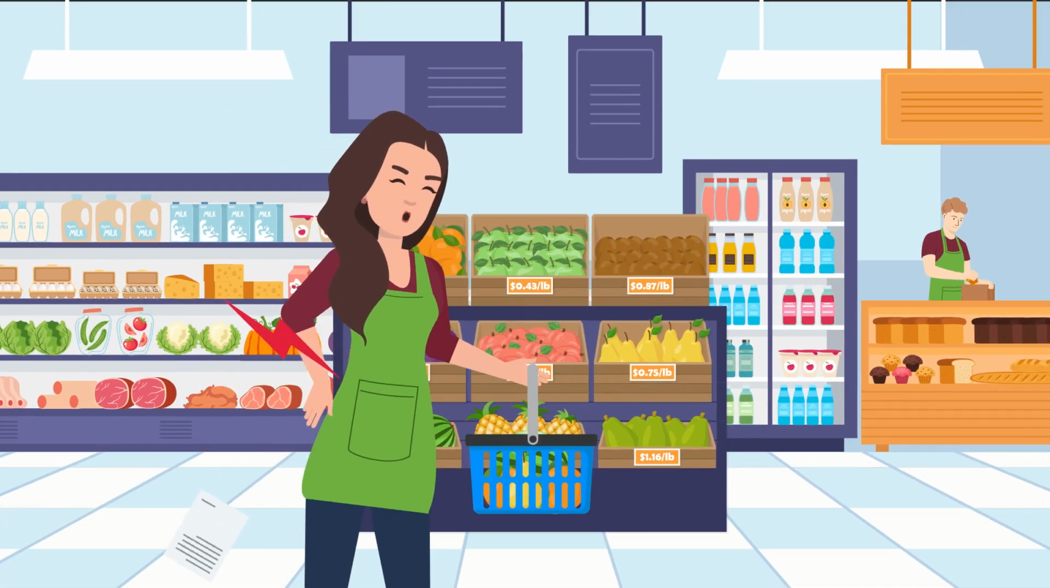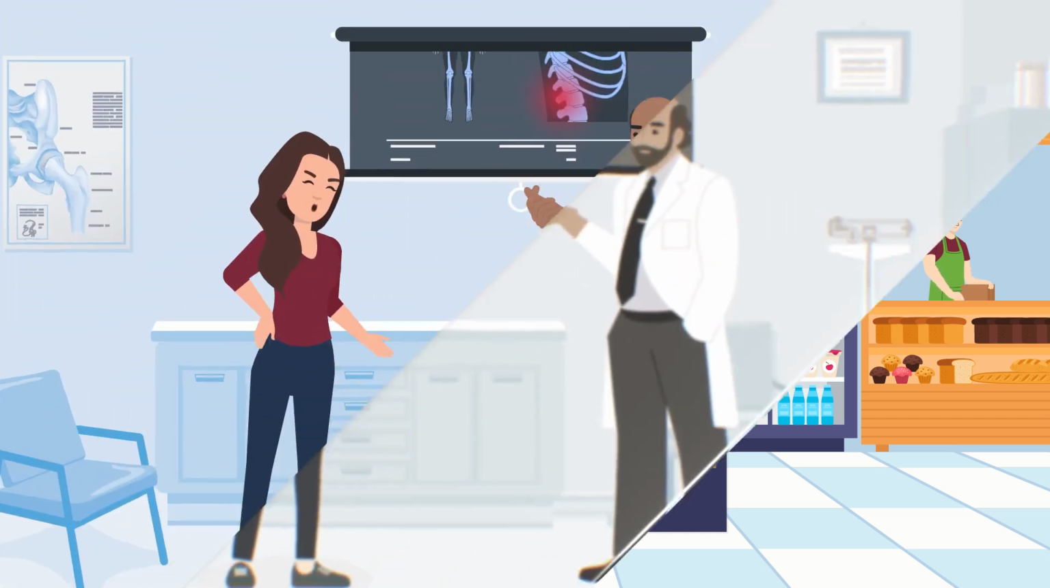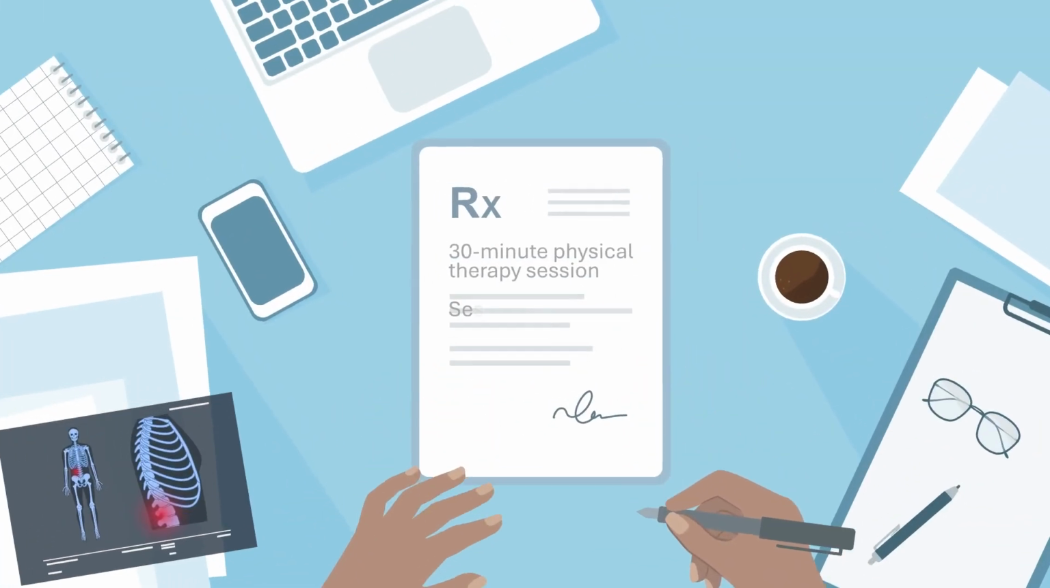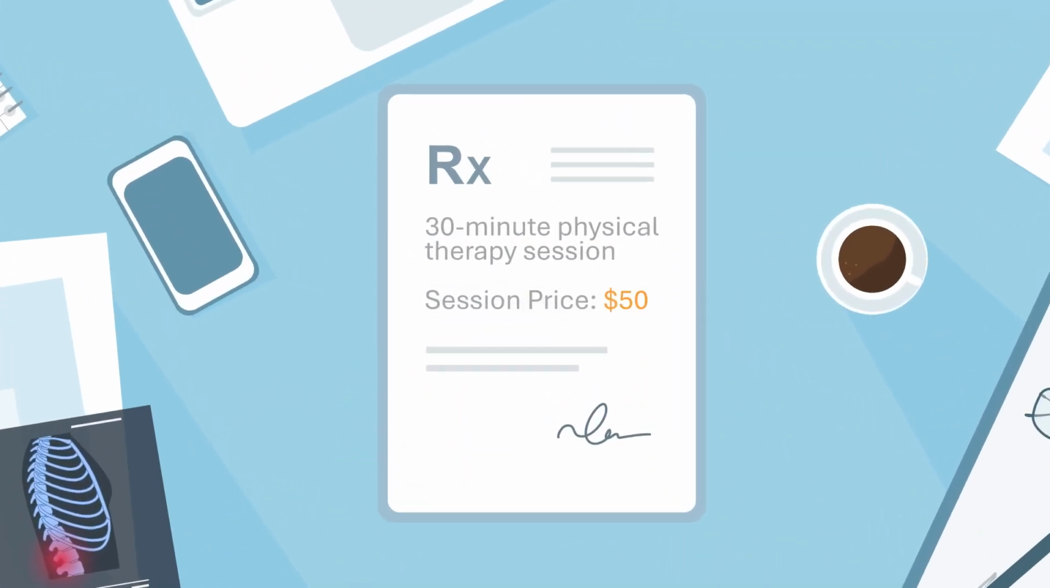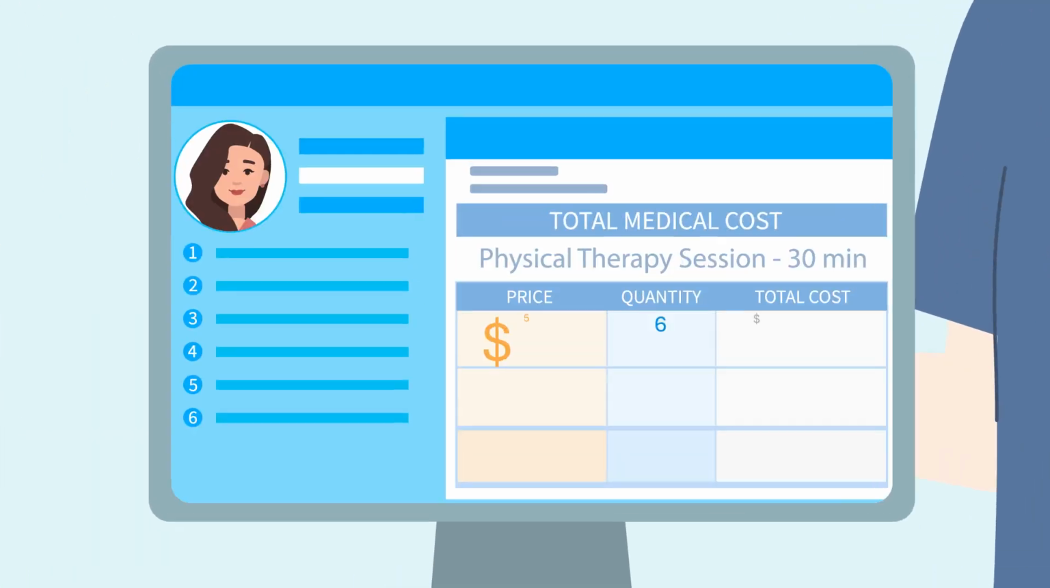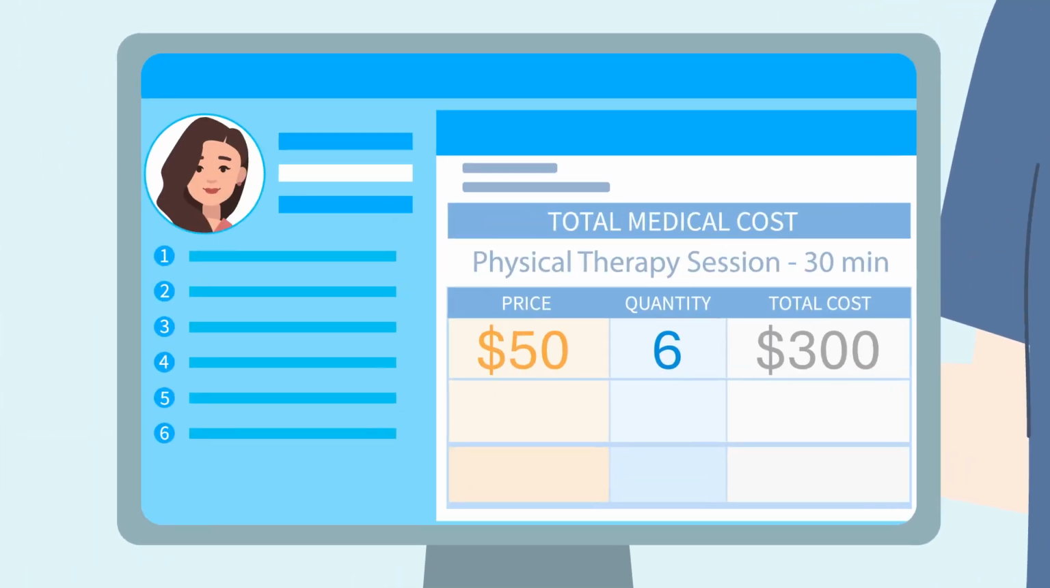Let's imagine an injured worker who receives physical therapy for her strained back. Price would be how much was paid for each 30-minute visit, let's say $50. Utilization would be the number of times she visits the physical therapist, let's say 6. Her total medical cost would be the price of each visit times the number of visits, or $300.